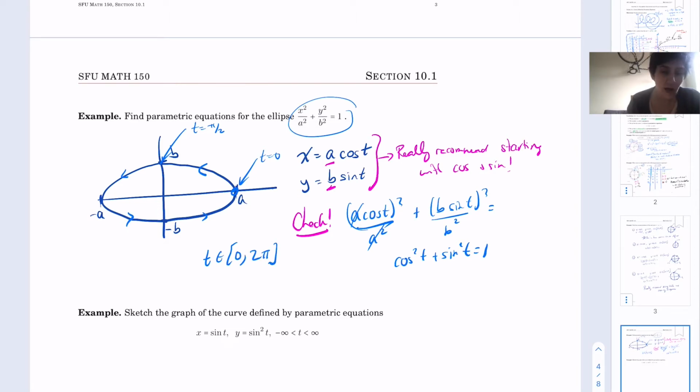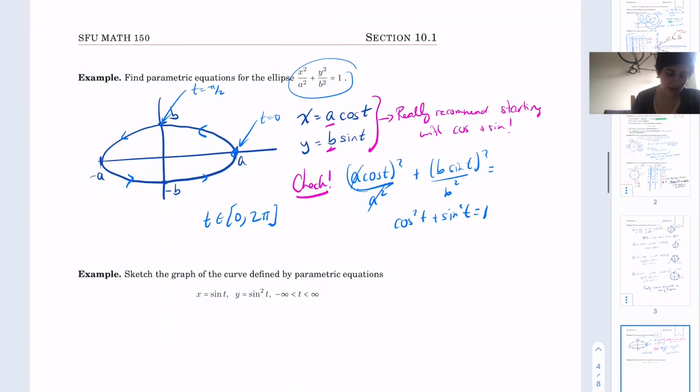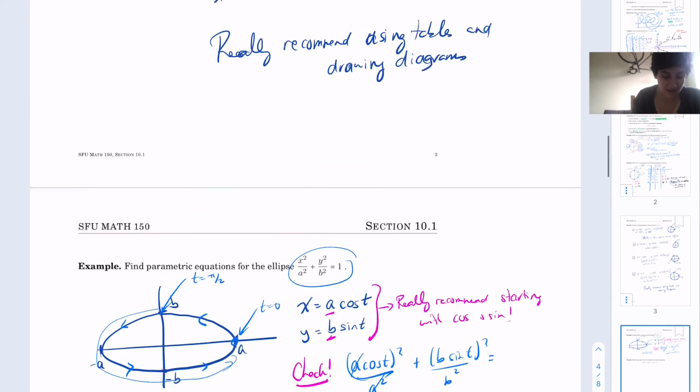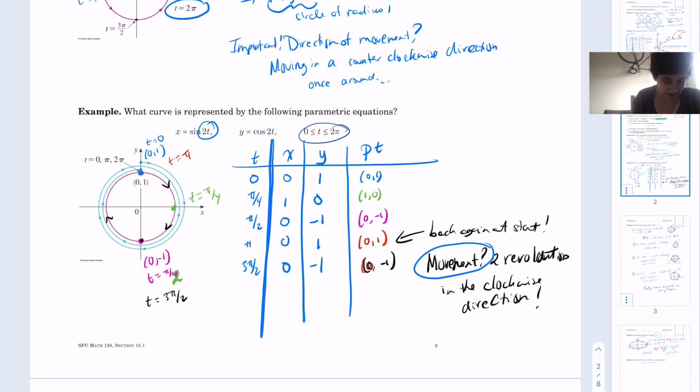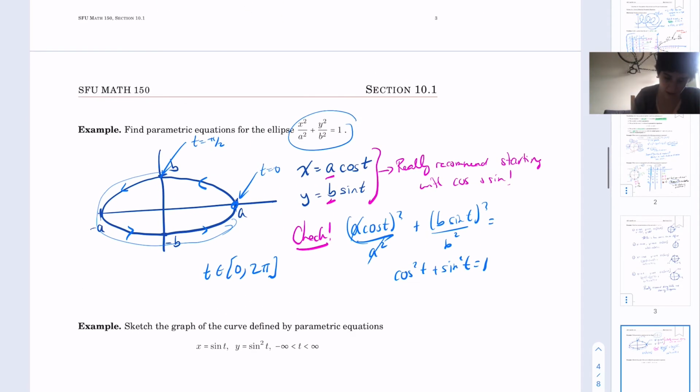Okay? I formally described the movement above using words. You're really welcome to just put some arrows on here. If you're going around more than once, you can do a second depiction like in this diagram. Okay, I'm going to erase that because I do not love it.